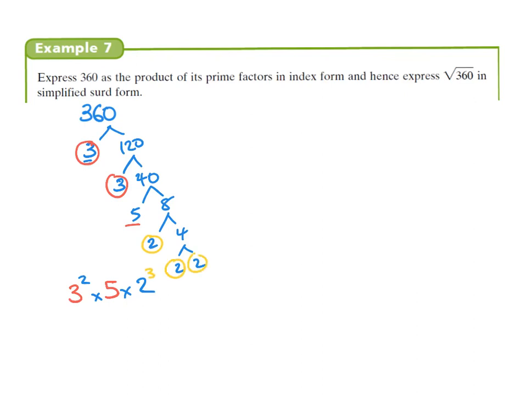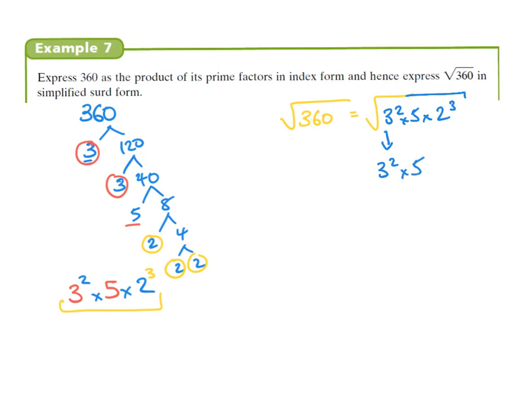cubed, like that. So now I'm going to put this expression inside the square root key. So I'm going to write square root of 360 can be written as, I'm just going to change pen color, as 3 squared times 5 times 2 cubed. Now, as much of that as I can square, the 3 squared is beautiful because I can actually square that. I'm just going to park that for now. The 5 I won't be able to.